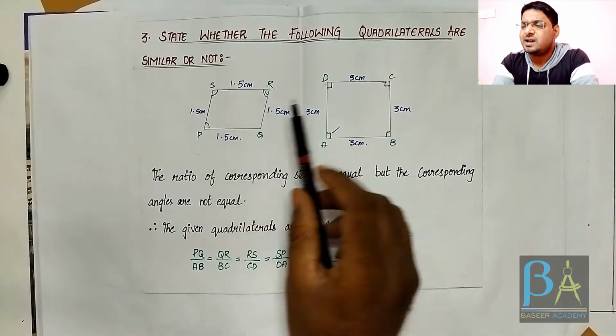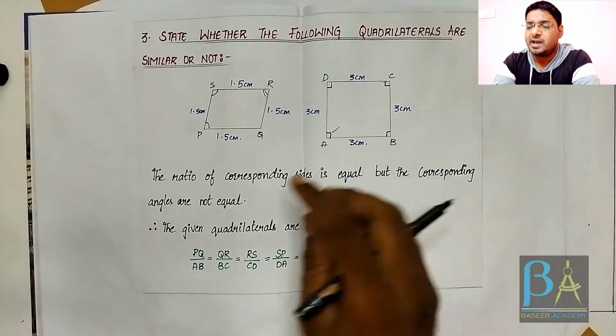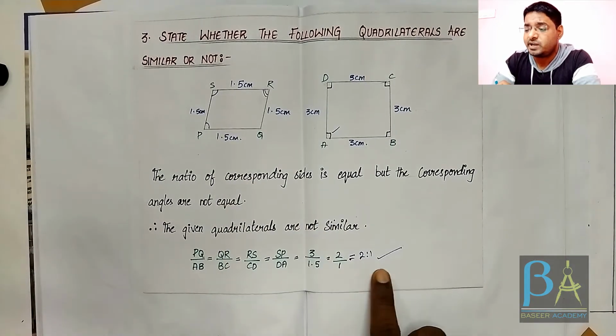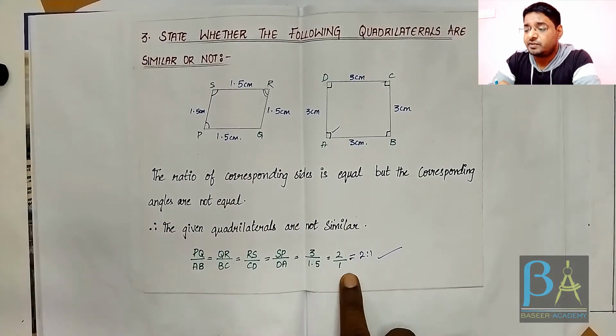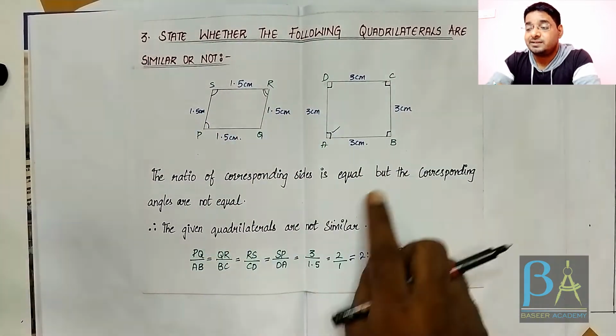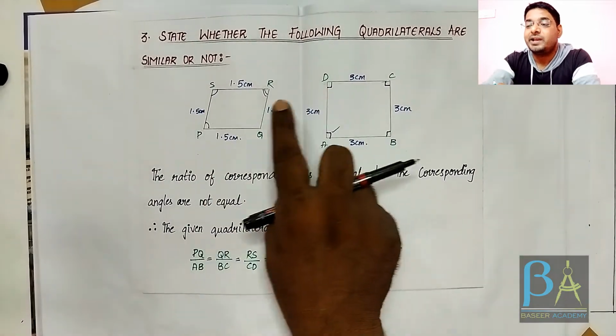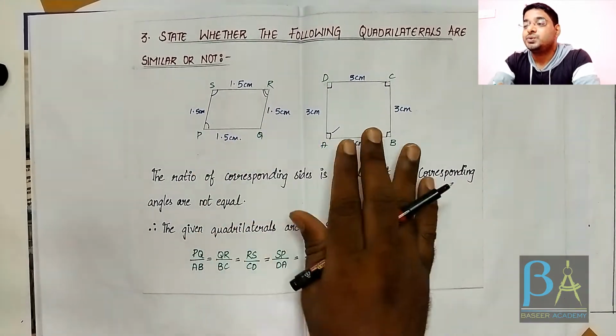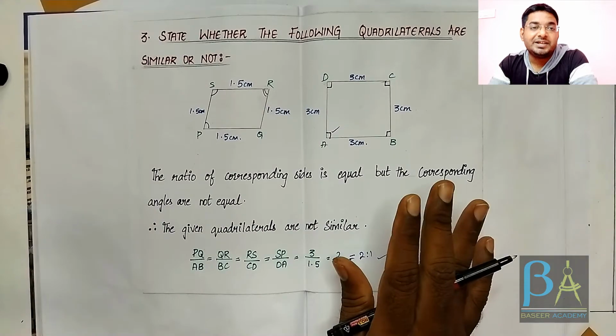But the corresponding sides are in the same ratio. I have found out the ratio of the corresponding sides and I see that the ratio of corresponding sides is 2:1 all the time. Even though the ratio of corresponding sides is equal, since the corresponding angles are not equal, the two quadrilaterals are not similar to each other.